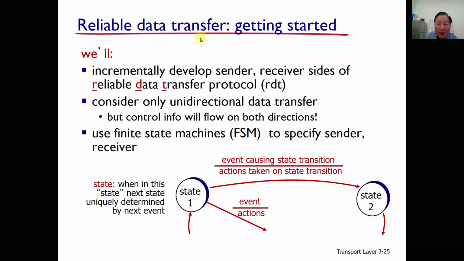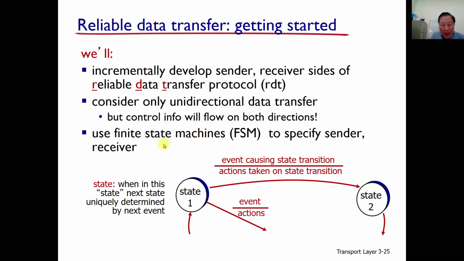And reliable data transfer, we are concerned about that, and we want to design and develop that reliable data transfer module. How to? This one explains that in a step-by-step approach. We will incrementally develop the sender and receiver sides of the reliable data transfer protocol, called RDT, and consider unidirectional data transfer for simplicity, but control information will flow in both directions.